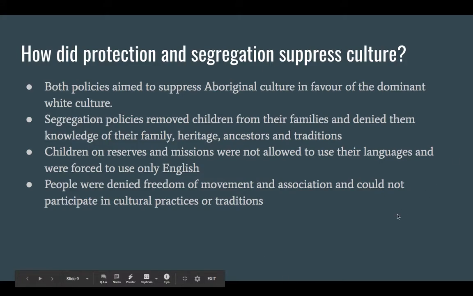Because of those freedoms being restricted, they weren't able to participate in cultural practices. I really want you to take note of this slide, because it's very likely that an exam or a SAC question will be phrased like this. Something like, how did Australian policies of protection and segregation suppress Australian Indigenous culture? If you were able to make some points like this, you'd be well on your way to getting some points on a question like that.